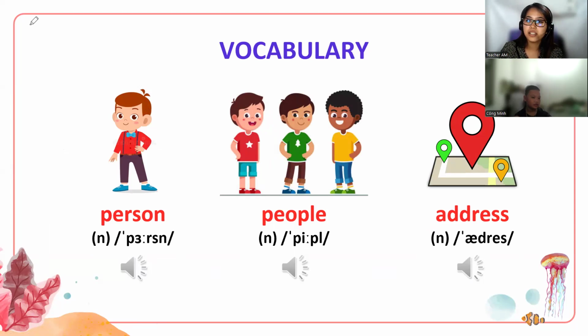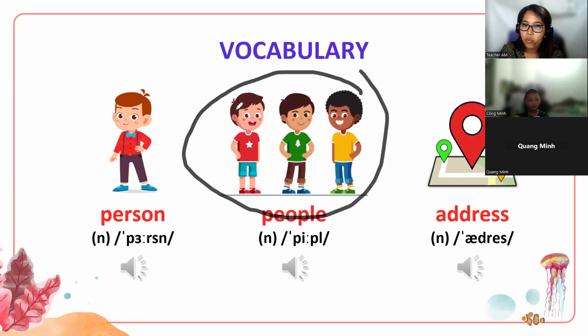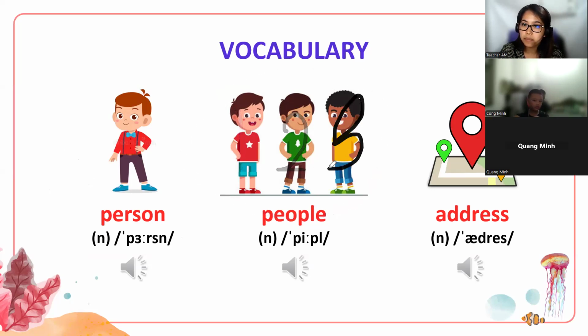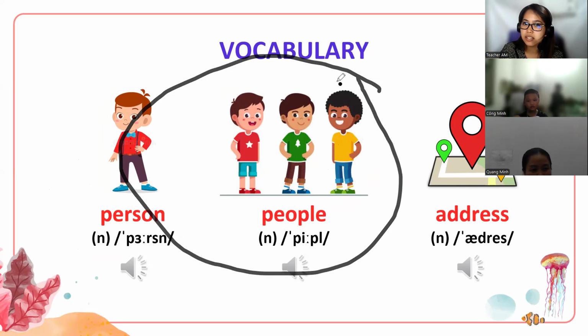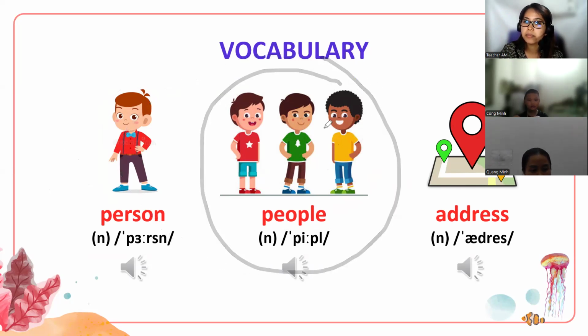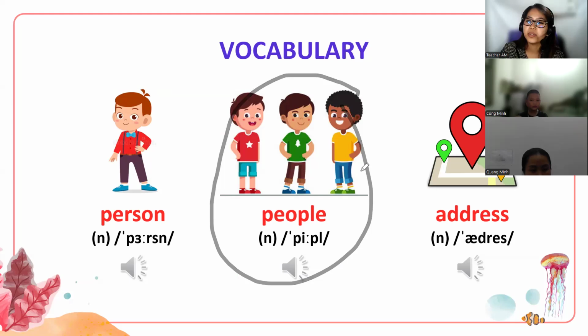This is one person. One means person. Now look, how many? One, two, three. Since there are three, then we say people. All right? Okay. Very good. Now look, who is this? It's a person. Very good. Who are these? These are people. Very good.